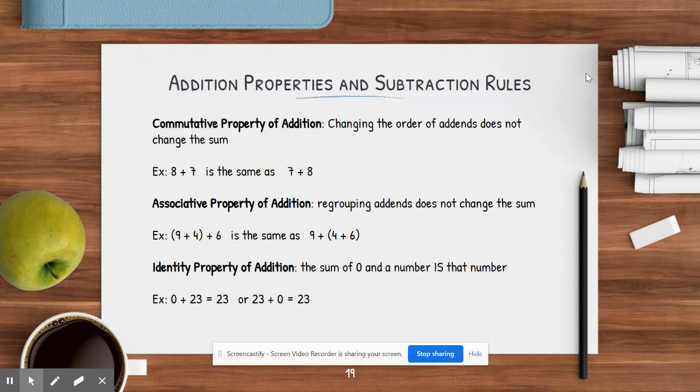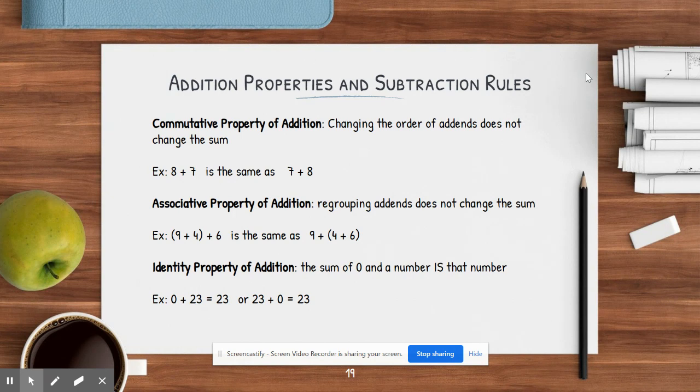Have you all heard of this property before? Yeah. Okay, good. Sometimes on tests or quizzes, you have to state what property is being used. They might give you an example and ask, what property do you see? If they gave you 8 plus 7 is the same as 7 plus 8, you would respond that the property is the commutative property of addition.